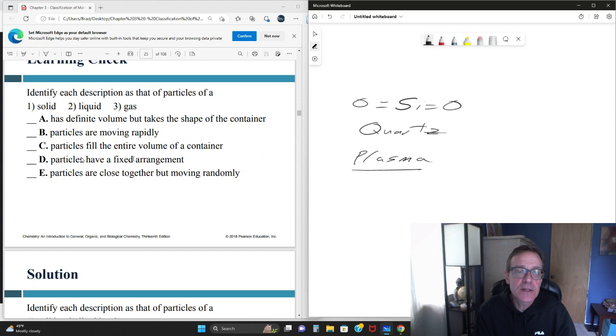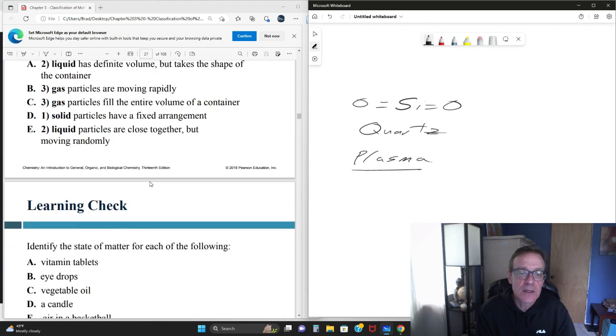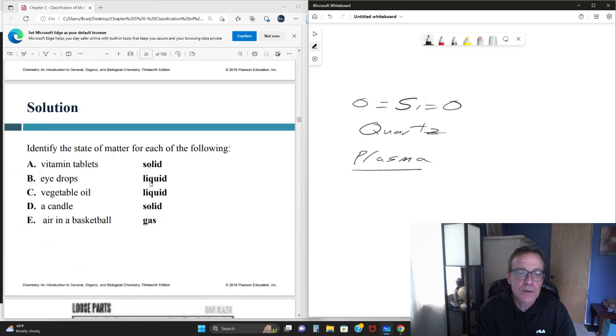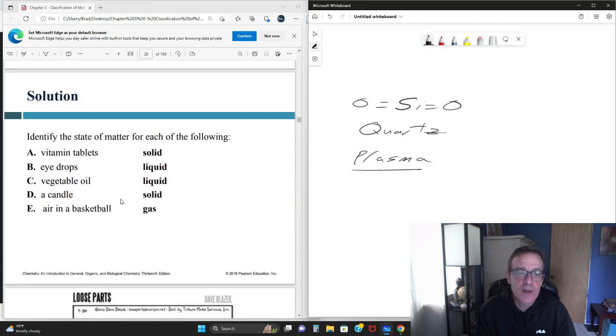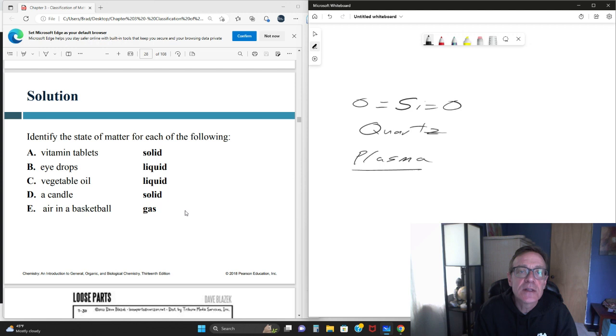Fixed arrangement is solids, and close together but moving randomly. Here they're referring to liquids, of course. Tablets, eye drops, liquid, solid. Like I say, this is a bit of an easier section for you guys.